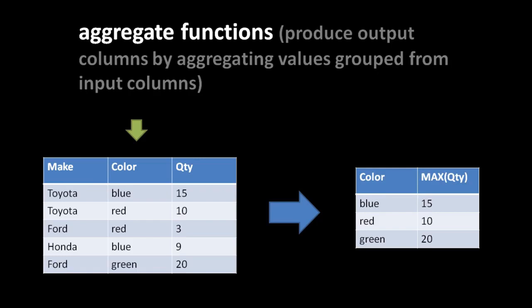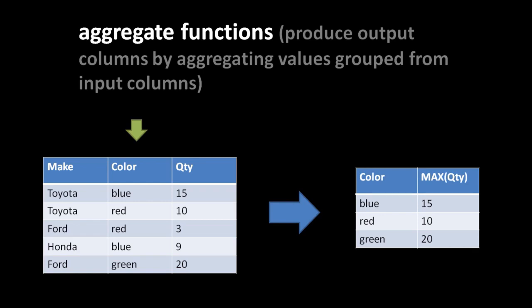What the max function does is it takes all the values from the group and returns the largest one. So in the blue group, we have the quantity values 15 and 9. 15 is the larger, so that's what gets returned. In the red group, we have the quantity values 10 and 3. 10 is obviously the larger, so that's what gets returned. And then in the green group, there's just one value, 20, so the max function just returns 20. I should state at this point, if it hasn't been obvious, that these 2 aggregate functions, sum and max, only work on numeric values. It wouldn't make any sense on, say, a string value like Toyota or Ford.